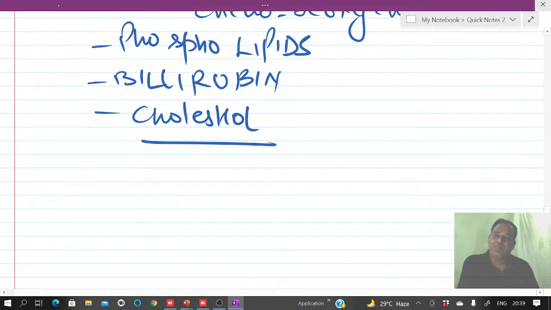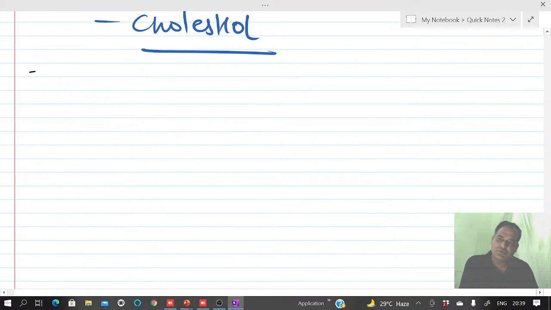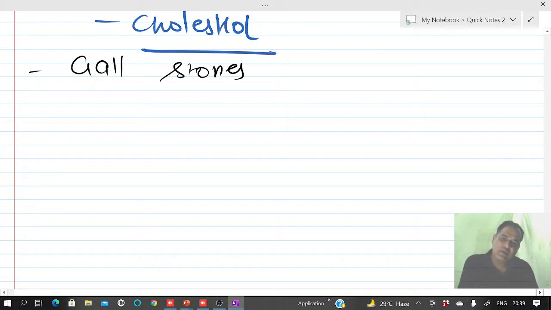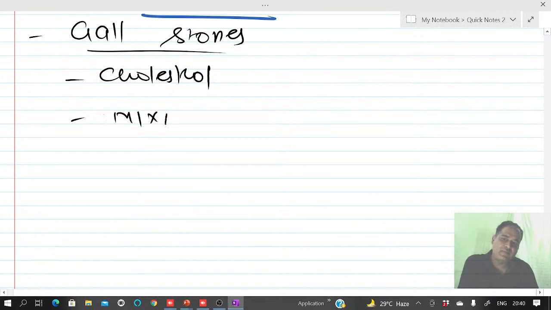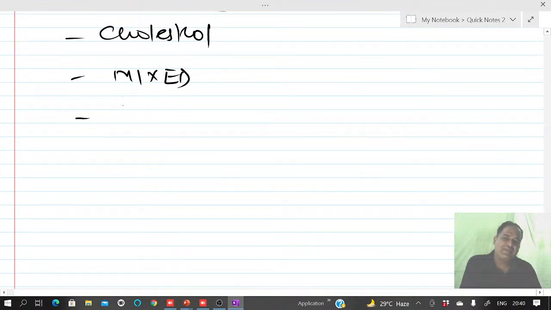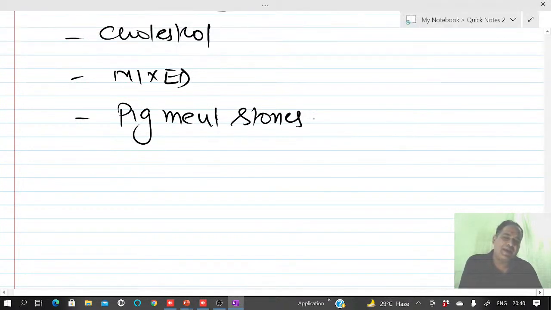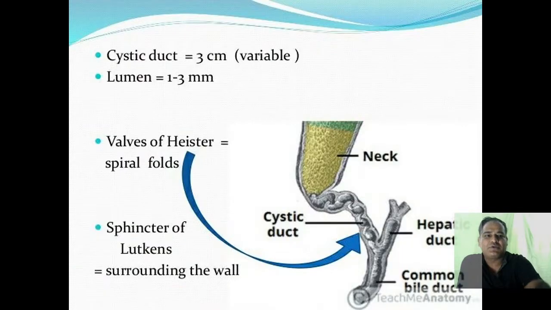Now, what are we going to study over here? We are going to study gallstones. Gallstones could be made up of cholesterol only. Could be mixed stones, that means they will contain pigment, cholesterol, bile salts, and calcium salts. And then the third one would be the pigment stones. Pigment stones by definition are those stones which contain less than 30% cholesterol.